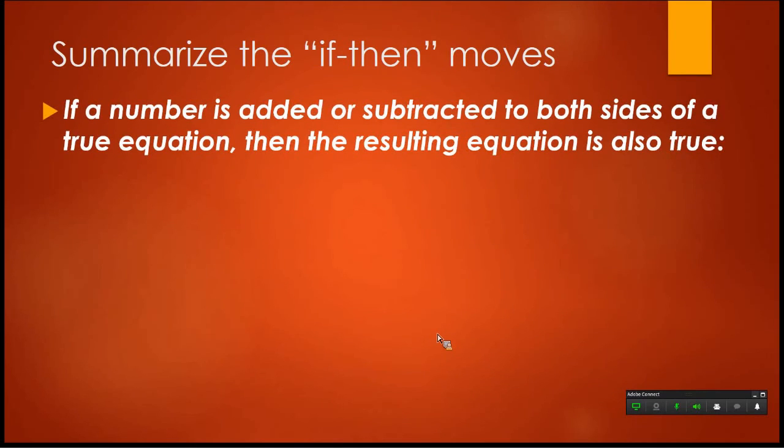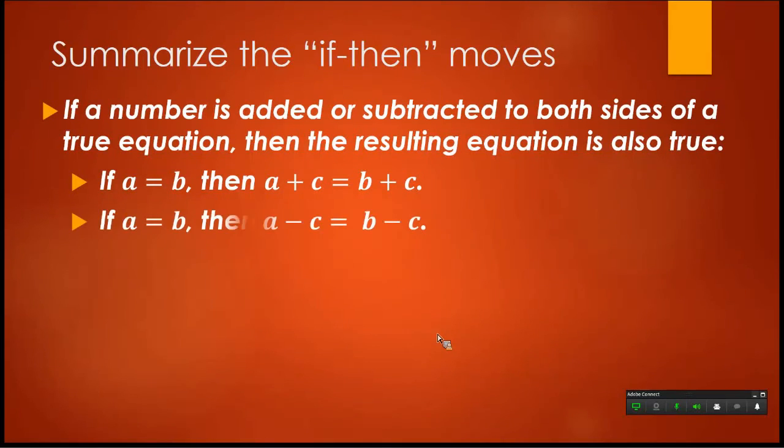If a number is added or subtracted to both sides of a true equation, then the resulting equation is also true. If A equals B, then A plus C equals B plus C. We added C to both sides of the equation. If A equals B, then A minus C equals B minus C. We subtracted C from both sides of the equation.